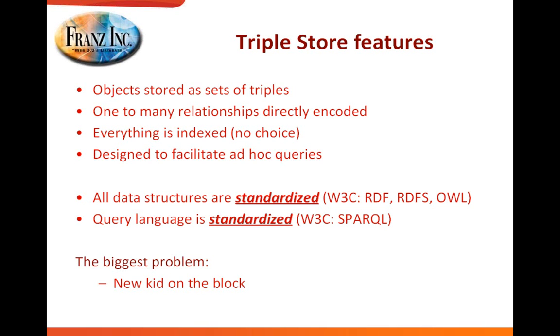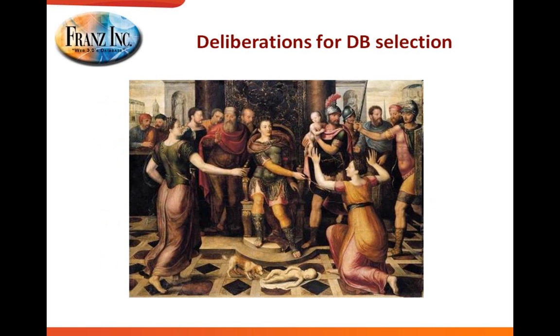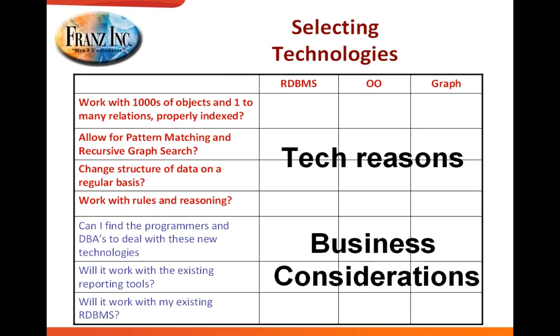So now you have your new Web 2.0 or even Web 3.0 application, and you need to choose your database. So what are the criteria? How are you going to choose? Well, basically, if you just want to choose your new database, there are both technical reasons and business considerations. So let's first look at the technical reasons.